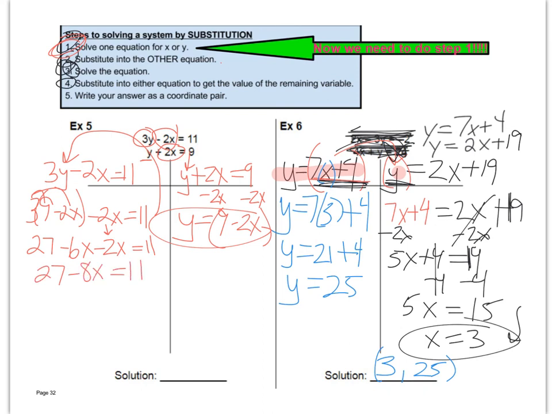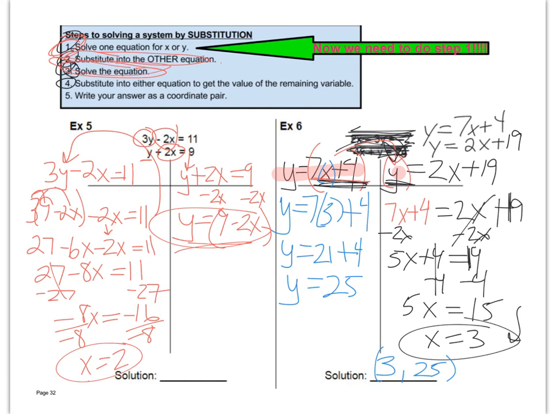Combine like terms, negative 6x minus 2x is negative 8x. Subtract from both sides. I get negative 8x equals negative 16. Divide. I get positive 2 because negative divided by negative is positive. Now I got x equals 2. I'm done, right? I've got y equals and x equals. Do I know what y equals as a number? Well, no. So I solved that equation. I substituted in. I solved the equation and I got x equals.